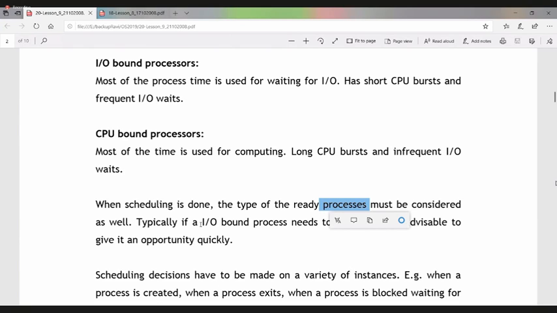They are here. You can see I/O bound process. This is the correct thing. Or CPU bound process. So if an I/O bound process needs to run, it may be advisable to give it an opportunity quickly. So when you schedule something, if there's an I/O bound process, it is advisable to give it a chance quickly.